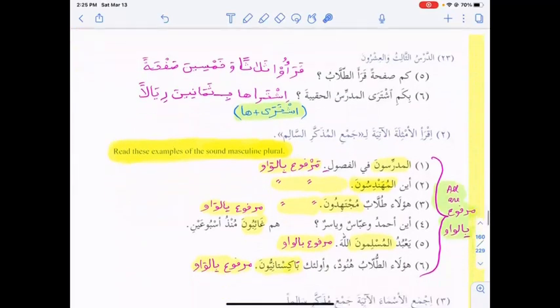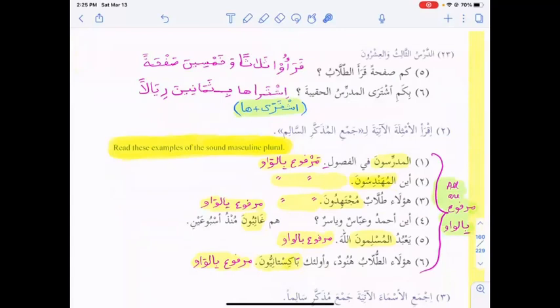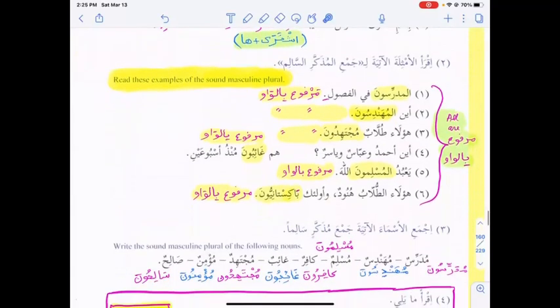Now read the examples of sound masculine plural. I have written here something. I want you to write this. But if you cannot, don't worry. Just write it a little bit. I will show you, inshallah, you will try it. It's not written in the book.